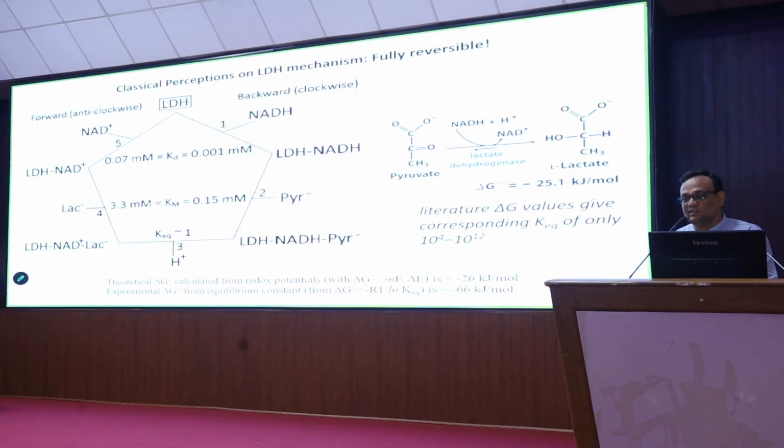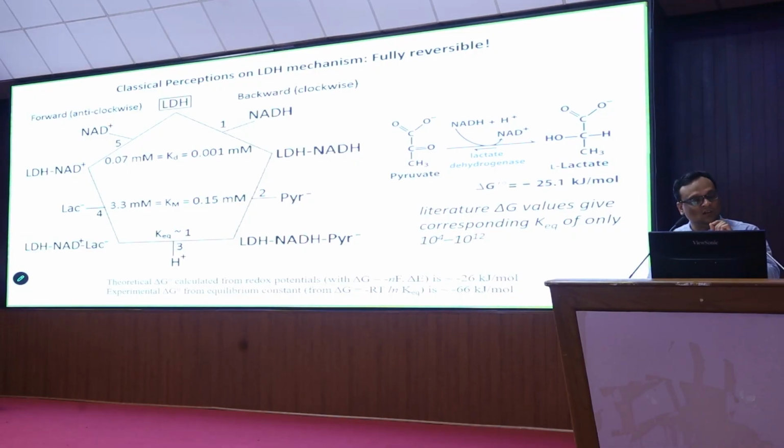So, LDH is a reversible enzyme according to textbooks with a delta G dash naught of negative 25.1 kilojoule per mole. And under physiological conditions, this should be something that the cell can reverse. Right? This is the textbook calculation from Lehninger. Okay, the equilibrium constant is like 10 to the power of 4 to 10 to the power of 12.